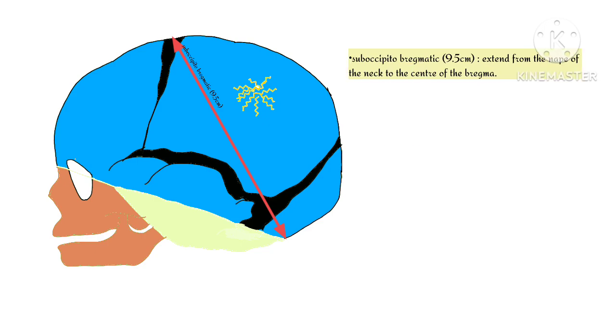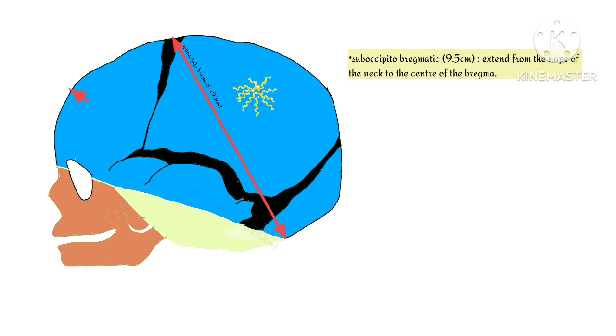In the anterior-posterior diameter, there is suboccipitobregmatic diameter. Here suboccipitobregmatic means the diameter will be from suboccipital region to the bregma. It exactly extends from the nape of the neck, that means from suboccipital region to the center of the bregma. It is about 9.5 cm in diameter.